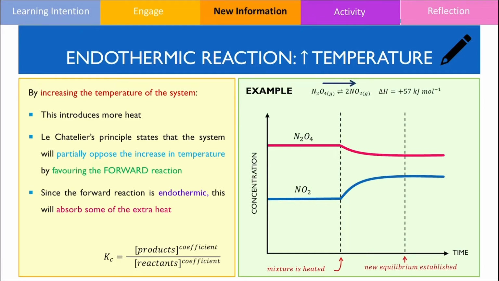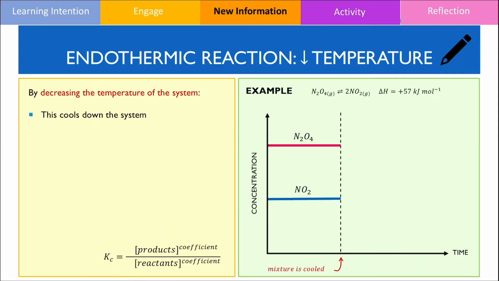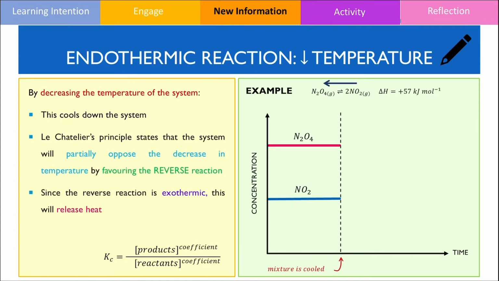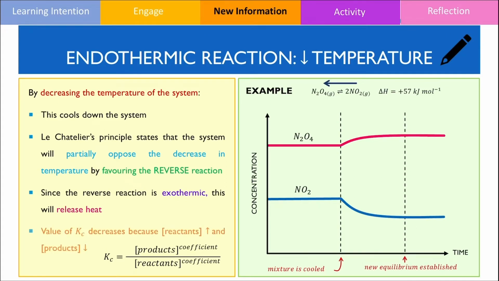Given the following changes, it would make sense that the value of the equilibrium constant will increase because the value of the numerator increased while the value of the denominator has decreased. If we cool down an endothermic reaction instead, the system will partially counteract by favoring the reverse exothermic reaction in an attempt to release some of that heat. Since equilibrium shifts to the left, the concentration of N2O4 increases while the concentration of NO2 decreases. This will in turn decrease the value of Kc because equilibrium lies to the left.